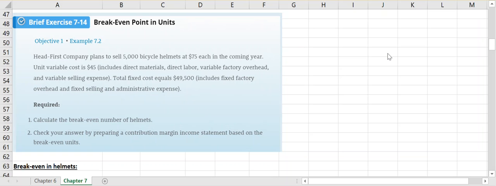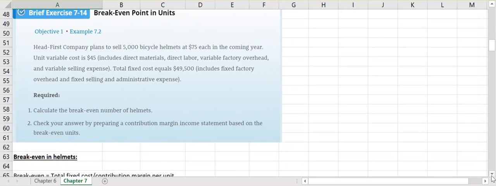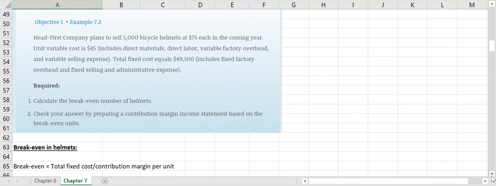So it tells us the Head First company plans to sell 5,000 bicycle helmets at $75 each in the coming year. The unit variable cost is $45 and includes materials, labor, variable factory overhead, and a variable selling expense. And the total fixed cost equals $49,500, and it includes that fixed factory overhead and our fixed selling and administrative expense. So they want us to calculate the break-even point in the number of helmets and then check our answer by preparing a contribution margin income statement based on the break-even point.